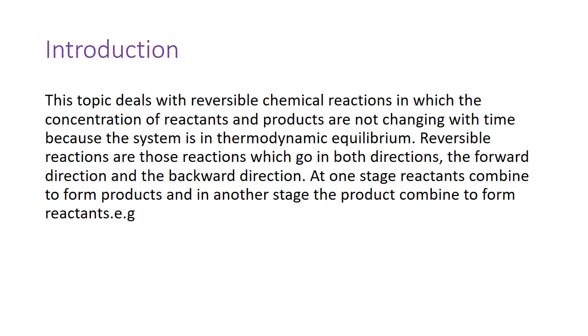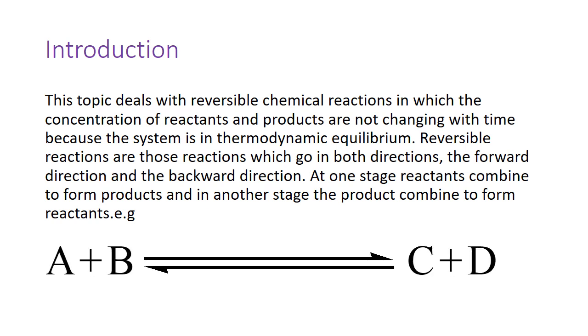We have both the forward and backward directions, so we are going to be talking about reversible reactions. In one stage, the reactants combine to form the products, and in another stage, the products also combine to form the reactants. When both the forward and backward reactions are equal, we say that an equilibrium has taken place. For example, if we look at a reaction of A reacting with B to form C and D, we have both the forward and backward reaction. When such a reaction undergoes equal rates both forward and backward, we say that the reaction has attained equilibrium.